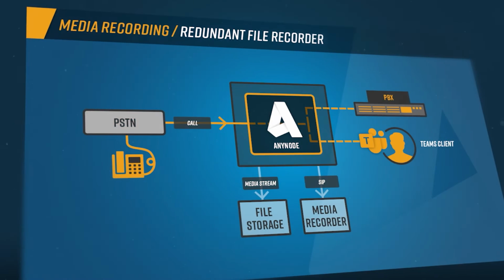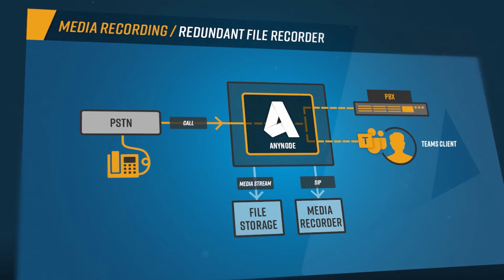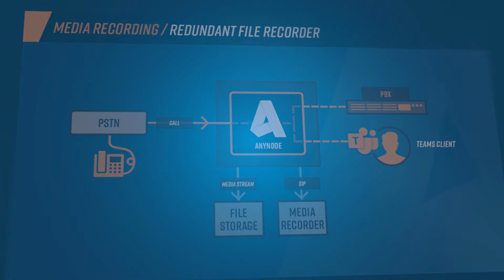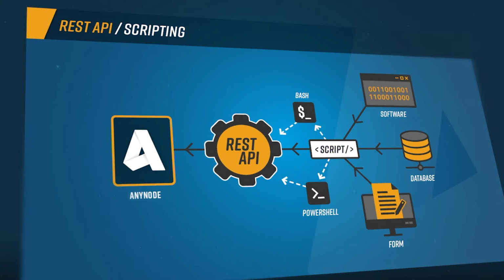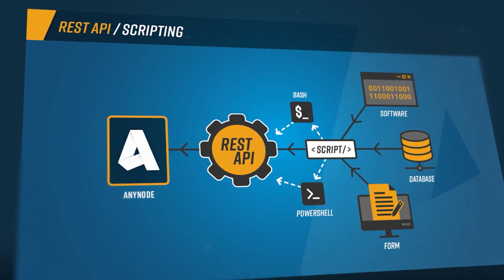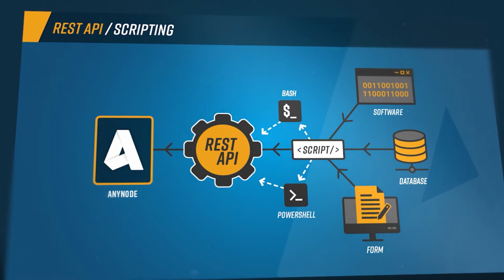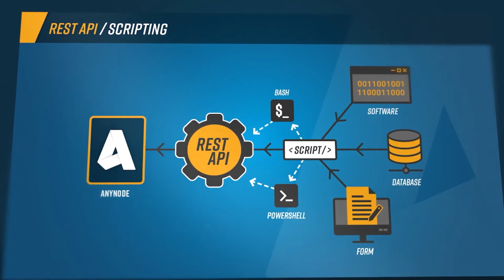In this edition, we invite you to sit back and watch how to set up and enable media recording for an existing anynode configuration. We also show an example of integrating a third-party application via the anynode REST API to access all recordings via a PowerShell script.